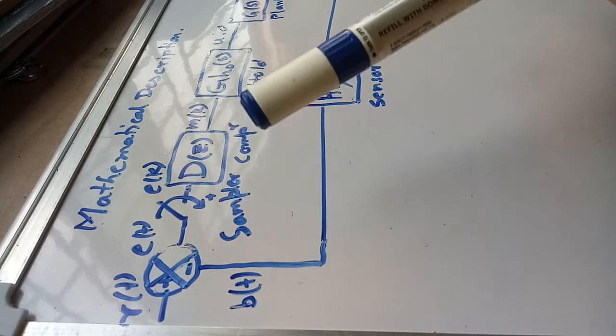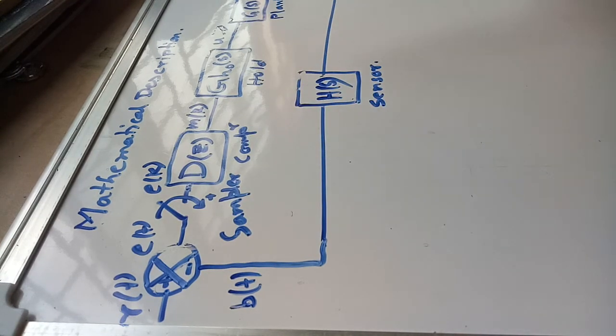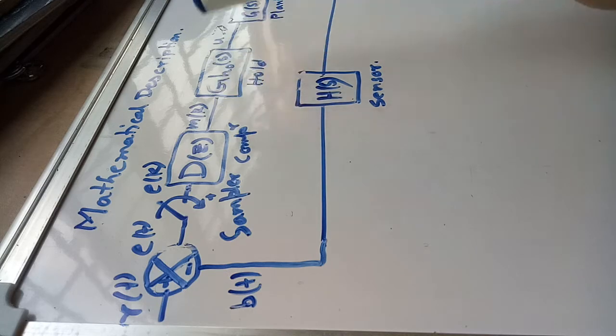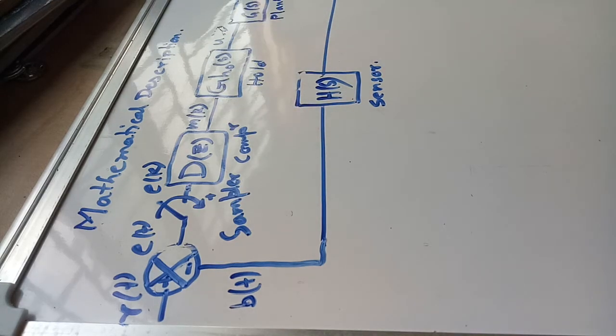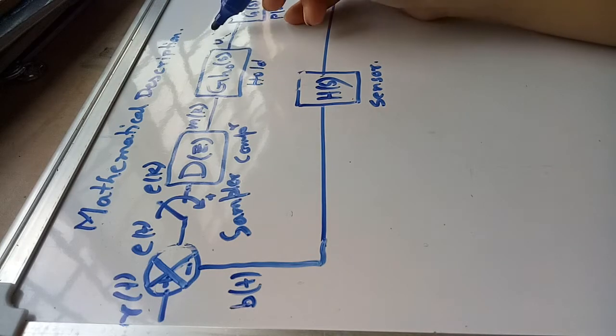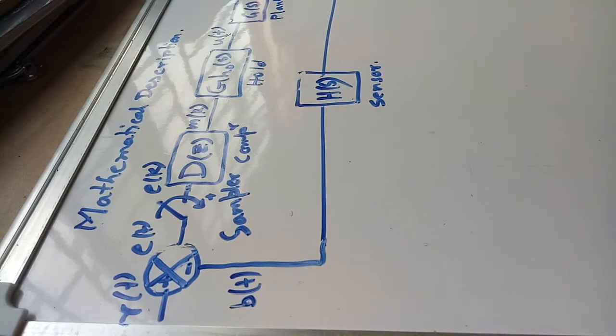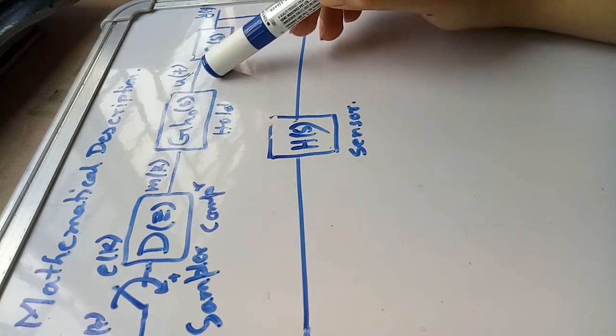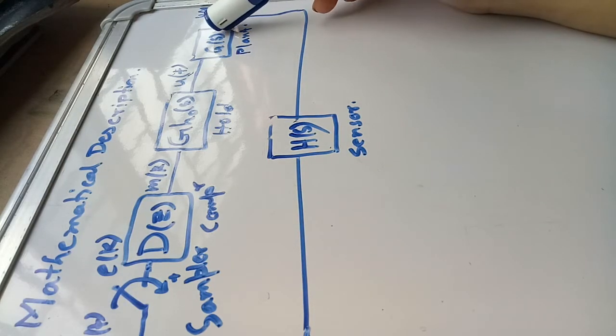Initially we have taken a unity feedback. Now we are showing the actual sensor transfer function H of S. So it is in the S domain. As you can see, it is in the continuous domain, S domain. The hold circuit is converting the digital control signal into the continuous time domain, and it is actually U of T. Okay, it is in the time domain, and this is also in the time domain, Y of T, the output. So it is time domain, Laplace transform, transfer function.